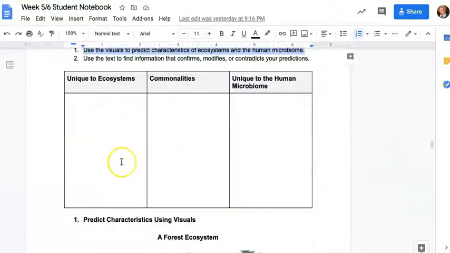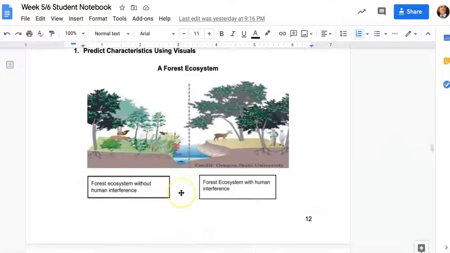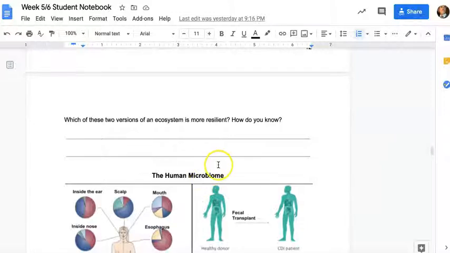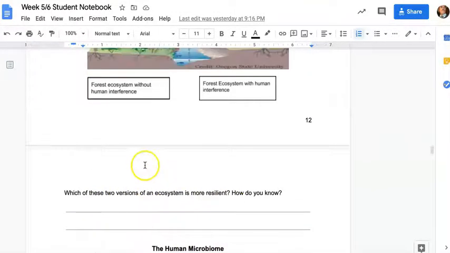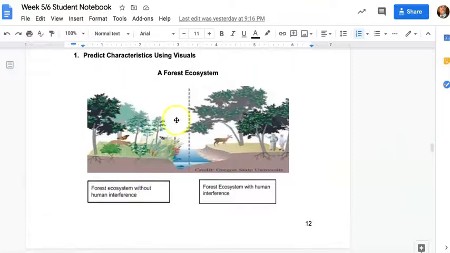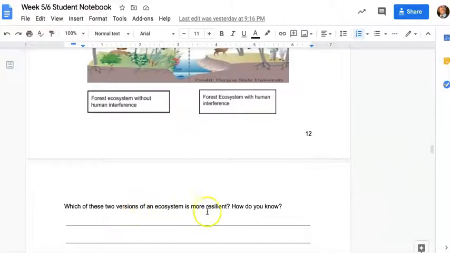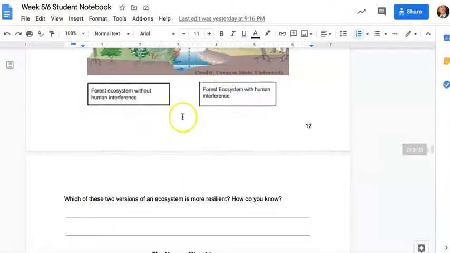So on your notebook, it says to do number 2, but I want to come back to it because it kind of has a better way to go through it by summarizing it. So first question is, looking at these 2 forest ecosystems, this one is without human interference, and this one's, here's some humans, and you can visually see the difference. Which one is more resilient, which means healthier? And how do you know? So pause and write down your thoughts. Which of these 2 is better, healthier?